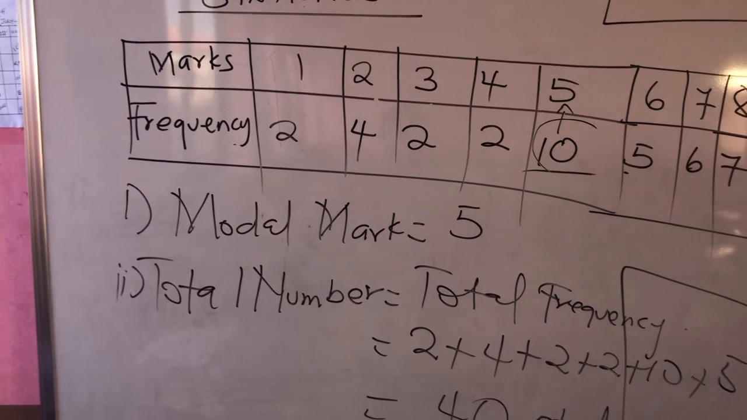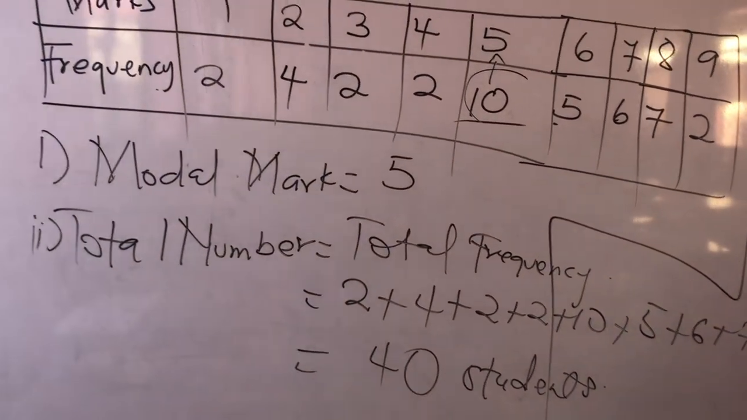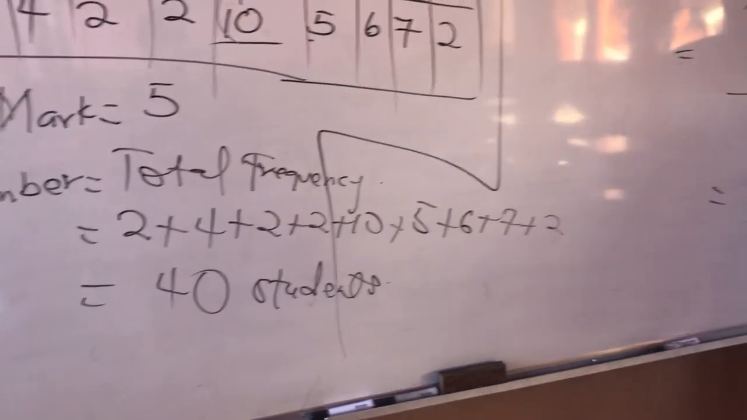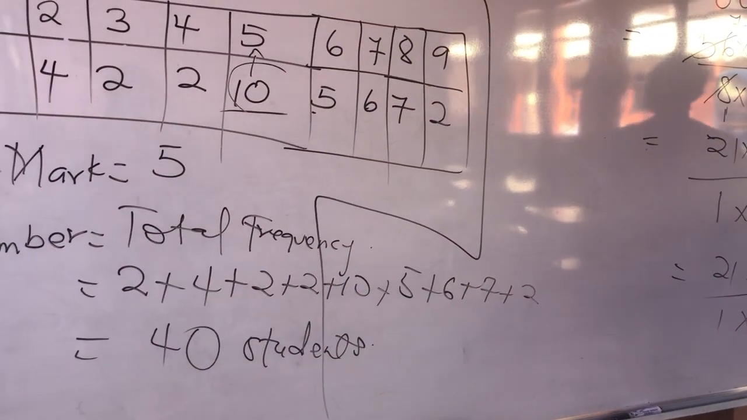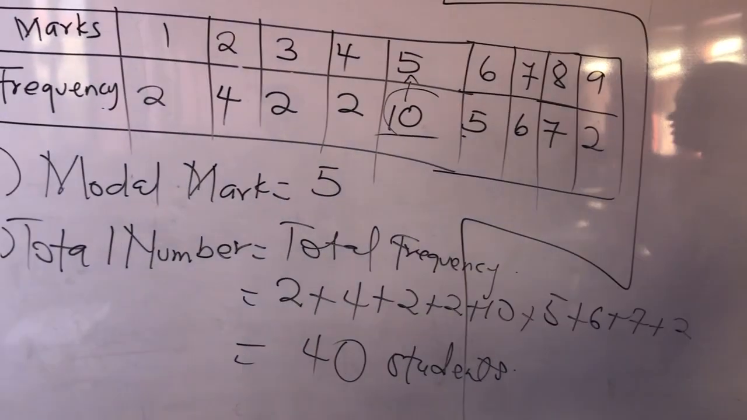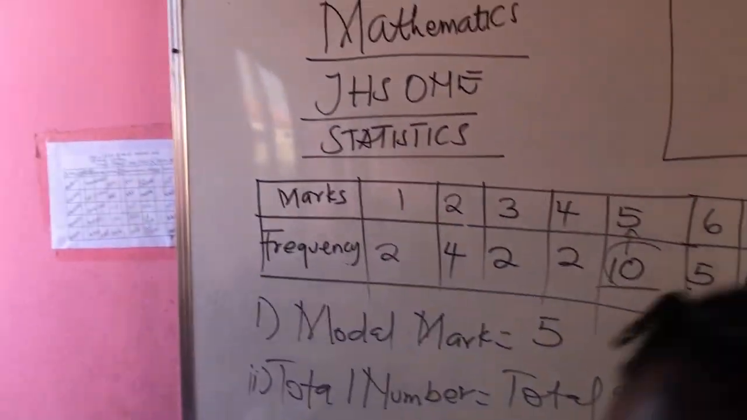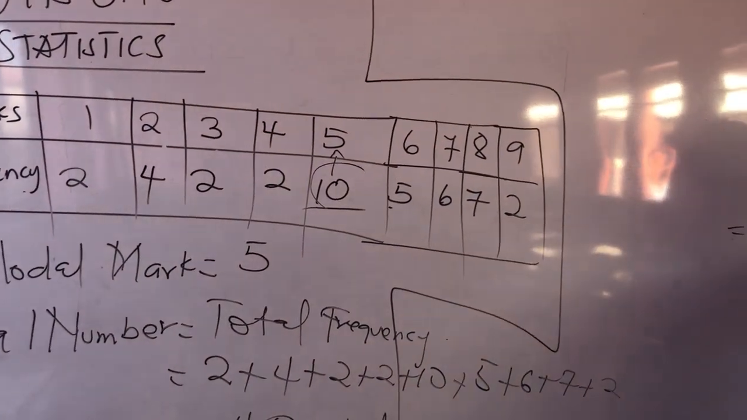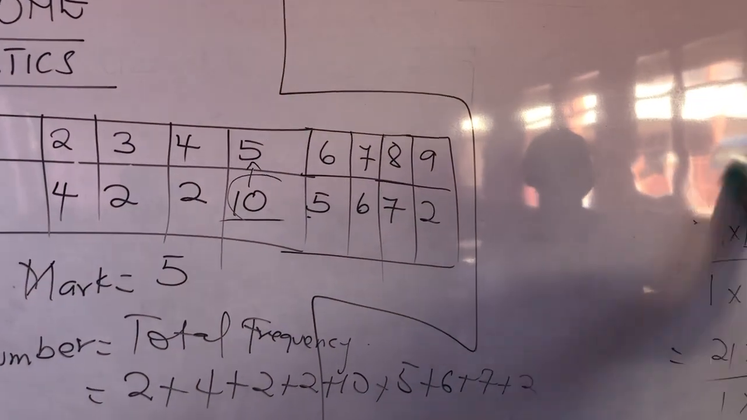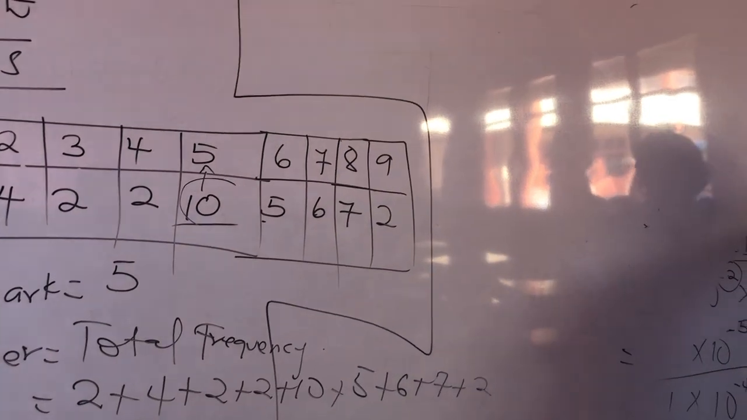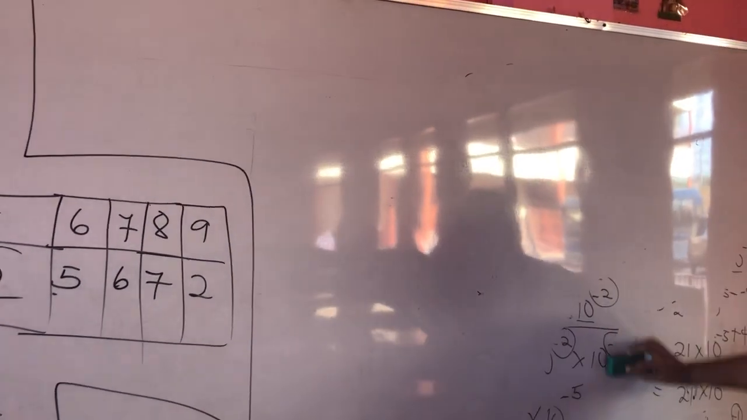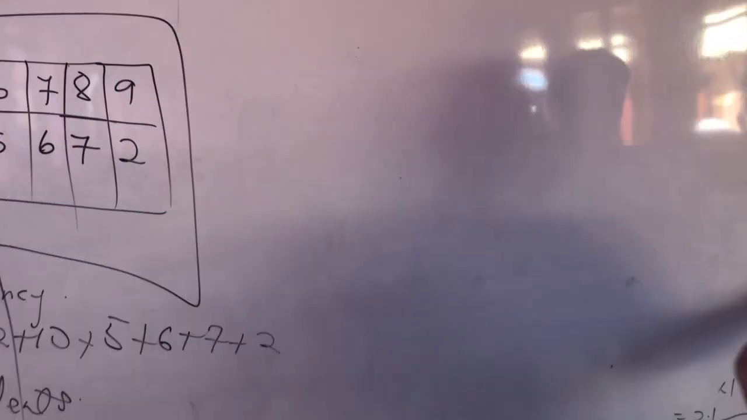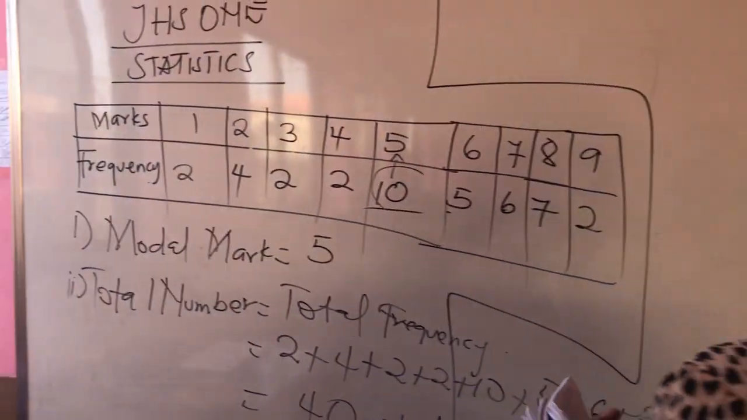So if you answer the second question, let's go to the third question. The third question says, find the mean for the test. So they say using the table. So you are using the table. Now they say find the mean. Using your table, find the mean. So this is what you do. You draw your table.